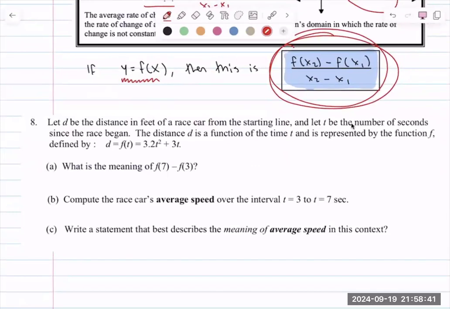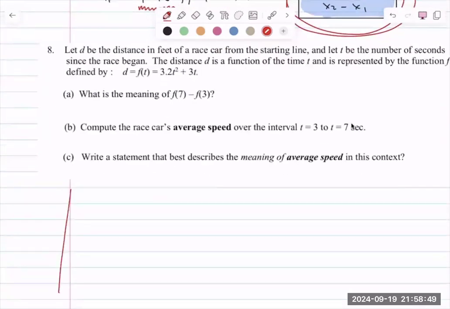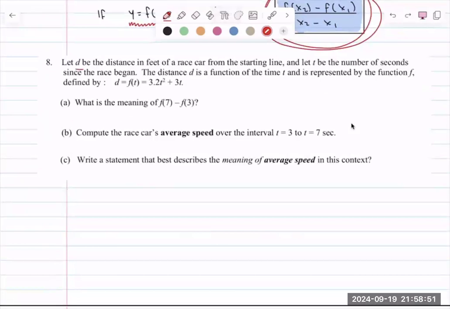We're going to let d be the distance in feet of a race car from the starting line. And we're going to let t be the number of seconds since the race began. The distance, d, is a function. So d is the distance in feet of a race car from the starting line. t is the number of seconds since the race began. Distance is a function of time and is represented by d equals f of t, which is given by this. And so you can graph this yourself and check out this problem.